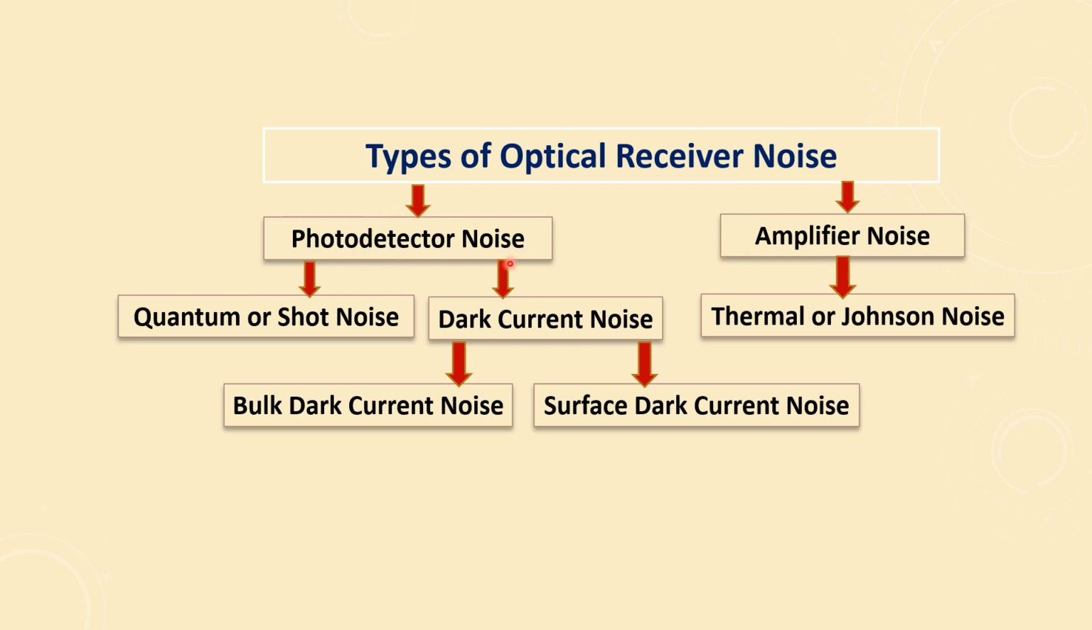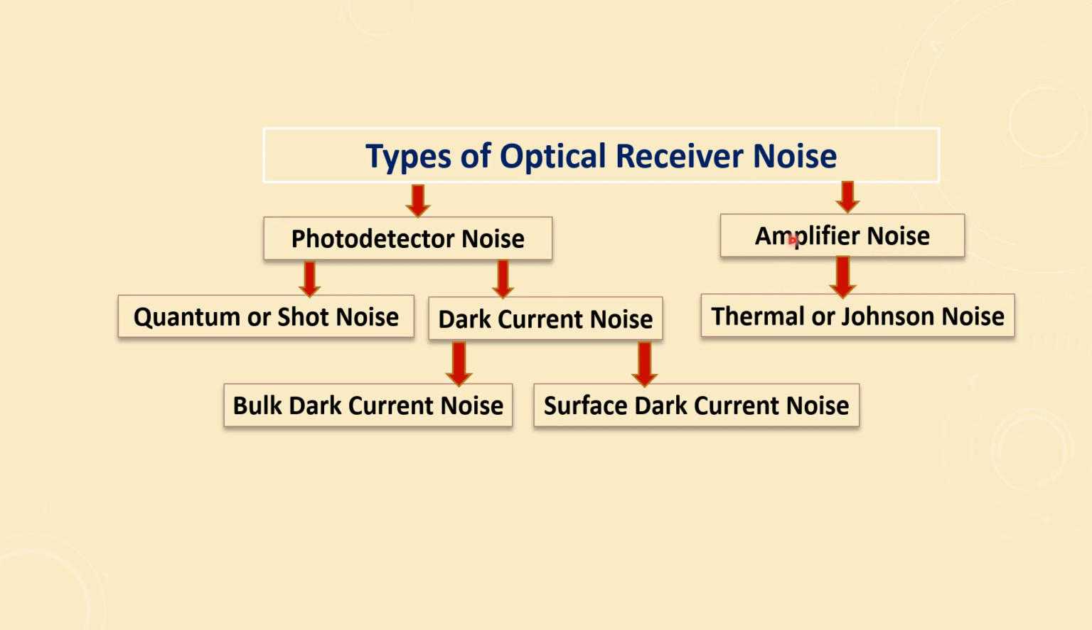Now this photodetector noise is again classified into two types. One is quantum or shot noise, second one is dark current noise. This dark current noise is again classified into two types. One is bulk dark current noise, next one is surface dark current noise. The surface dark current noise is also called surface leakage current noise.